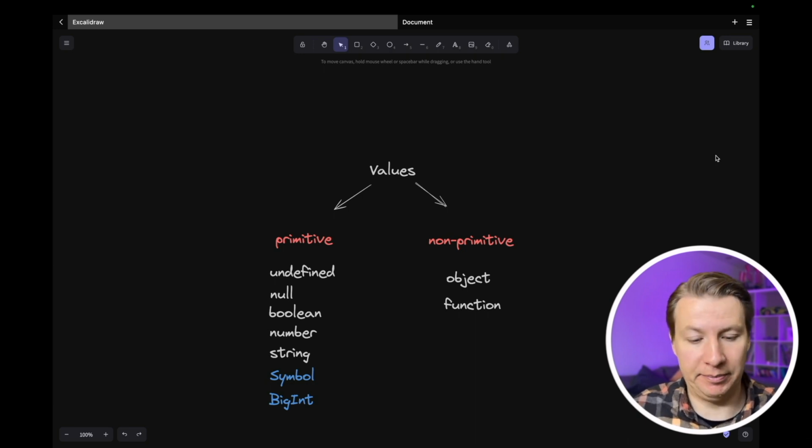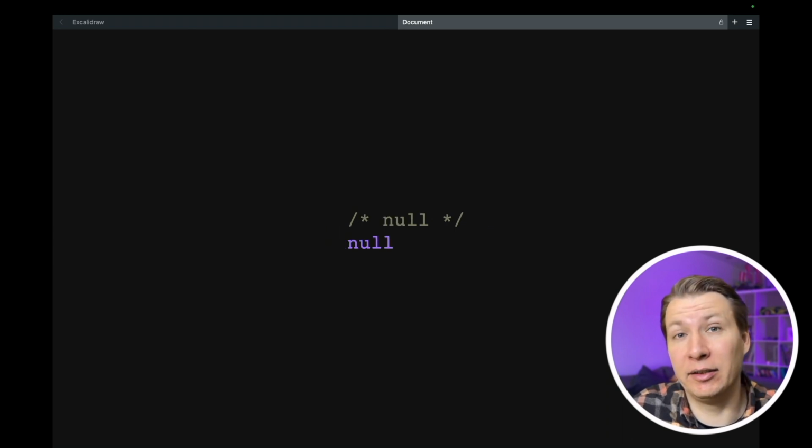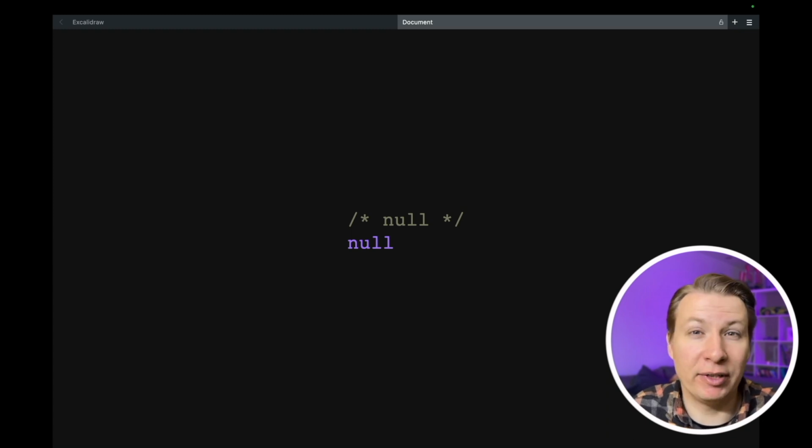Let's see some examples. First primitive value type is undefined. Undefined has only a single value, undefined, and is used to indicate an unintentionally missing value. Null, on the other hand, also has only a single value, null, but it is often used to indicate an intentionally missing value. Also, it has a fun story about its type, but we'll talk about it later.